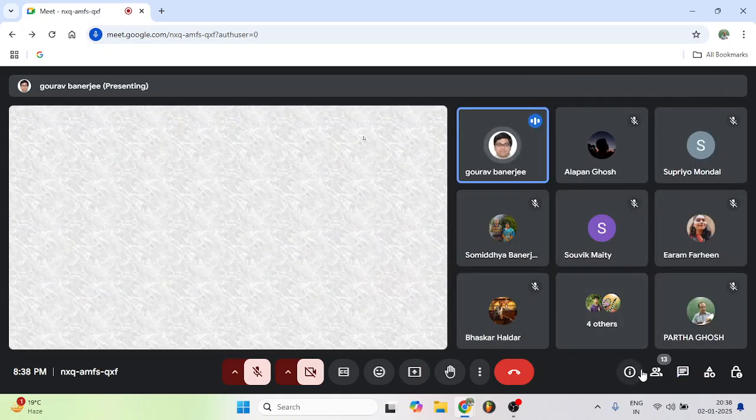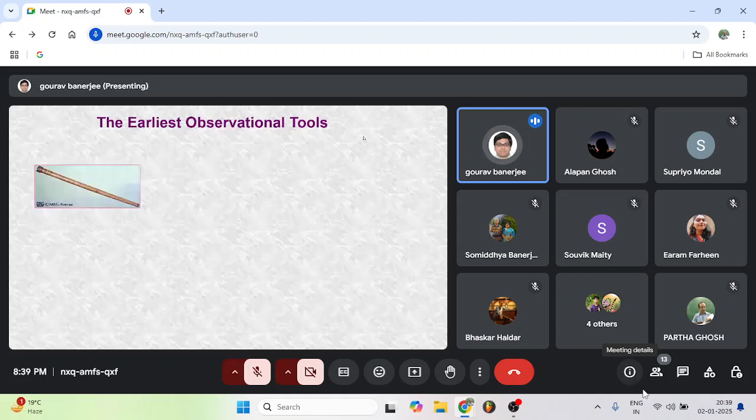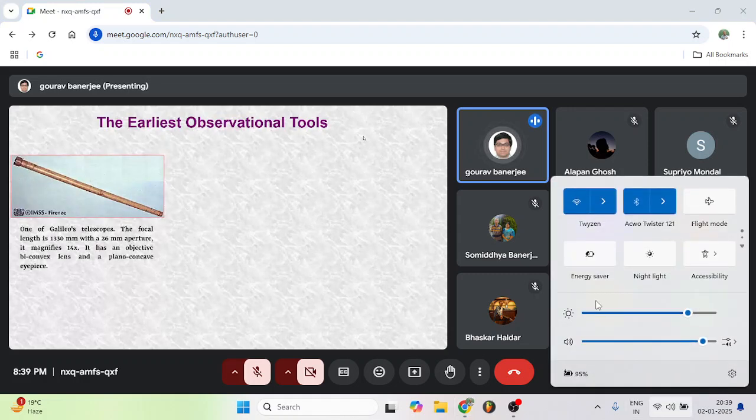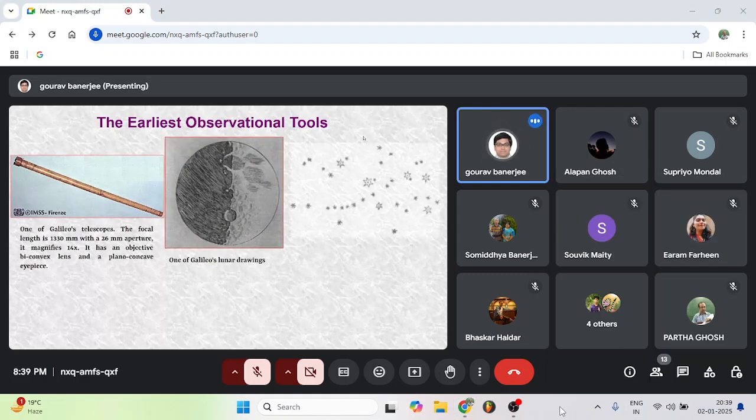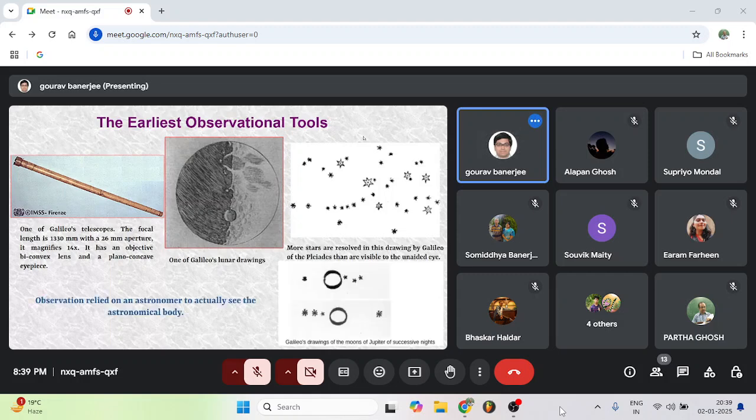Then, as you know, in astronomy the first telescope was discovered by some Dutch spectacle maker, but it was used by Galileo. So in the slide you see some basic telescopes used by Galileo to see the sky. And at that time we didn't have any detectors to record the data. So whatever he saw with the telescope, he drew everything by hand.